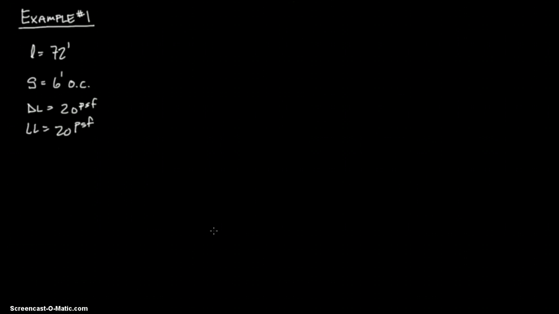It says that long span steel joists spanning 72 feet between girders are used to support a roof. As you can see, I wrote down 72 foot for L, which is our length. And the joists are spaced 6 feet on center. I said S, the spacing, equals 6 foot OC, on center.